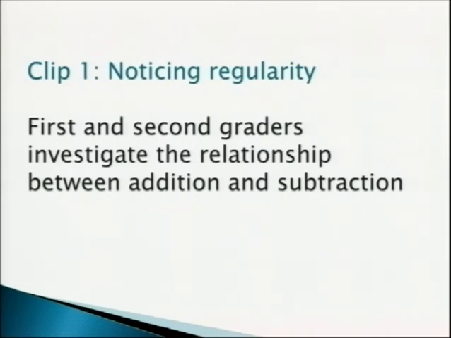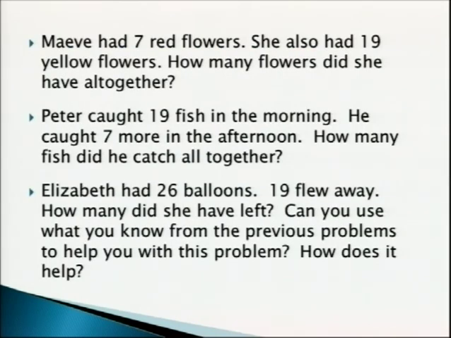And they've been looking at these problems. Maeve had 7 red flowers. She also had 19 yellow flowers. How many flowers did she have altogether? Peter caught 19 fish in the morning. He caught 7 more in the afternoon. How many fish did he catch? And Elizabeth had 26 balloons. 19 flew away. How many did she have left? Can you use what you know from the previous problems to help you with this problem?